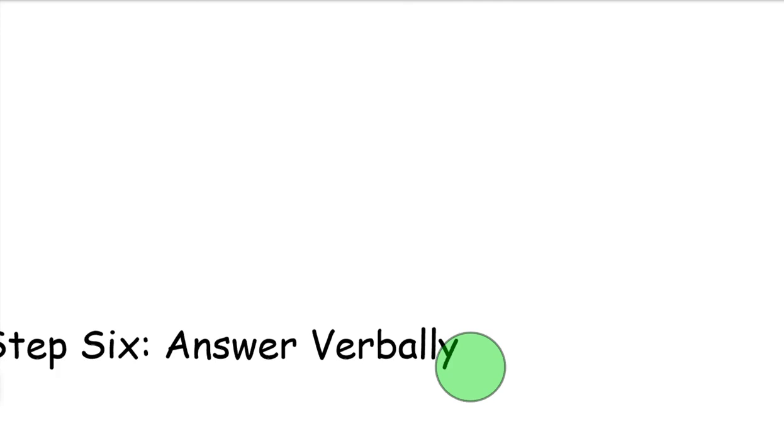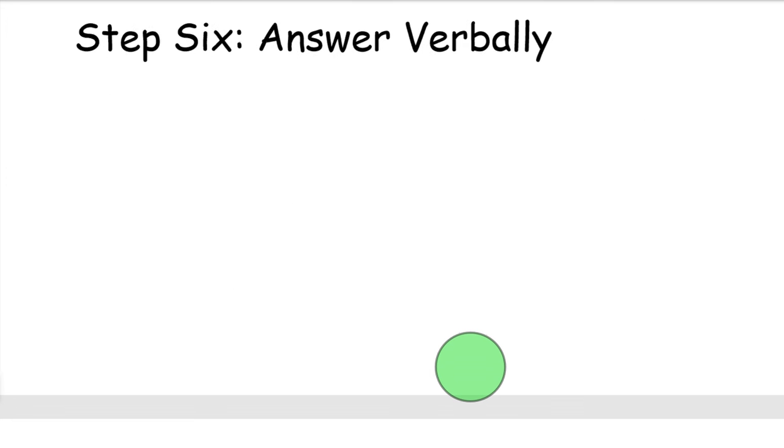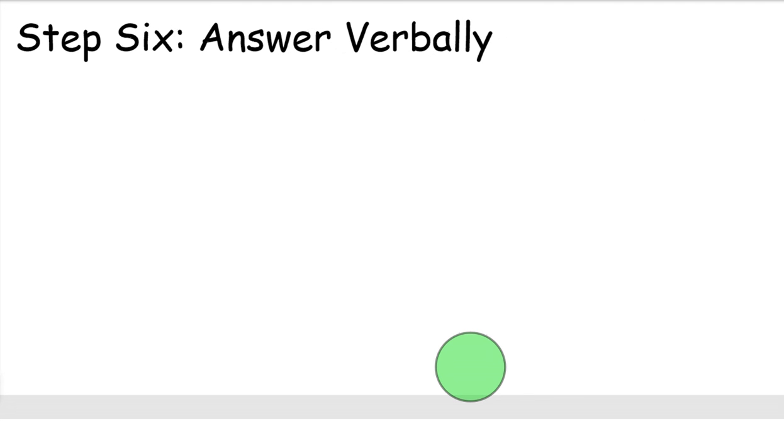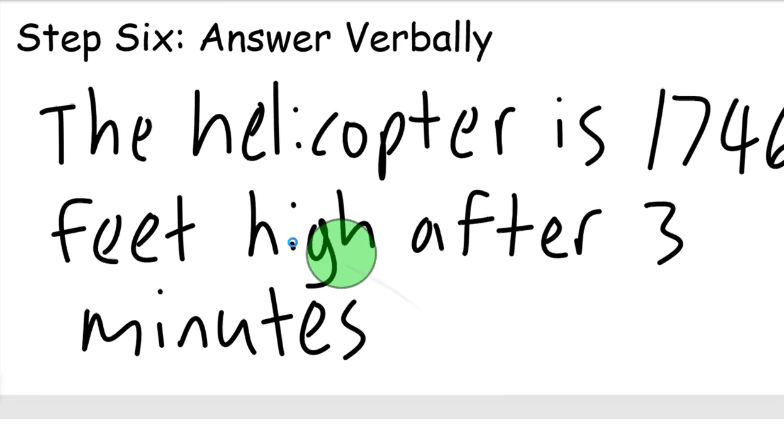This leads us to the last step, which is to answer verbally. So what does that 1746 mean? My final answer is the helicopter is 1746 feet high after 3 minutes of taking off. Suppose this green circle is the helicopter. It takes off, and after 3 minutes, it's reached 1746 feet up in the air. And eventually, this helicopter is going to come back down, right?